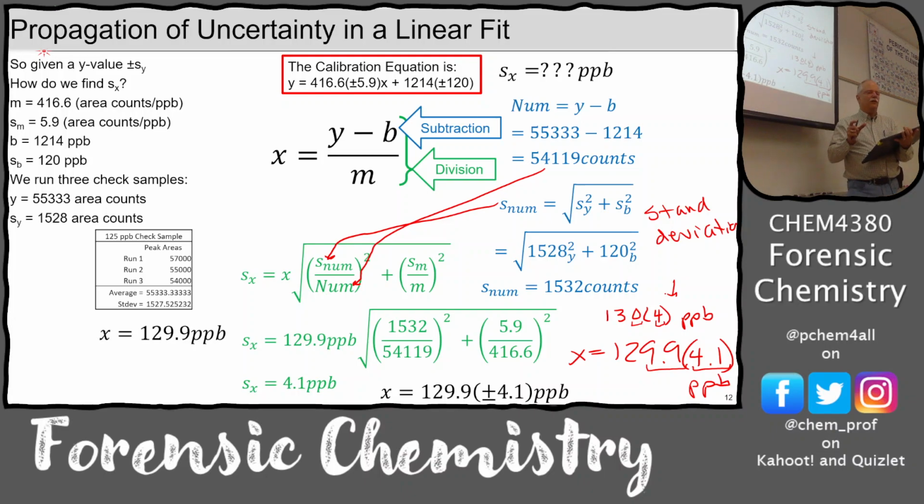Okay. If I wanted to report a 95% confidence interval, then I would take this 4.1 and multiply it by 1.96. So let's go ahead and do that. Someone on your calculator, calculate 4.1 times 1.96. 8.06. So 8.1. So our 95% confidence interval for 129.